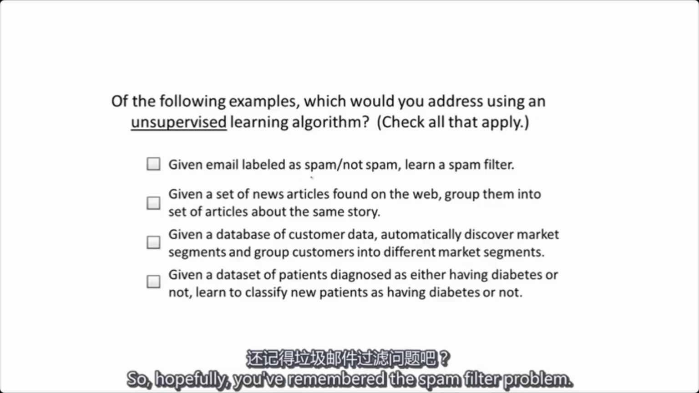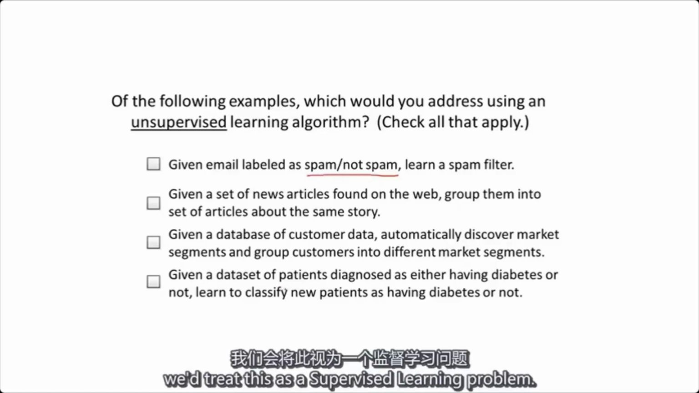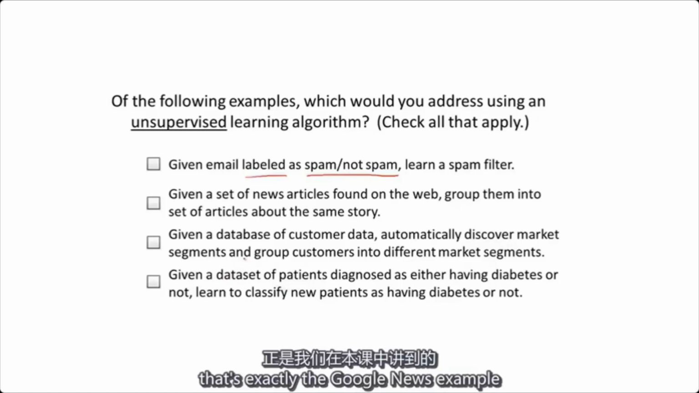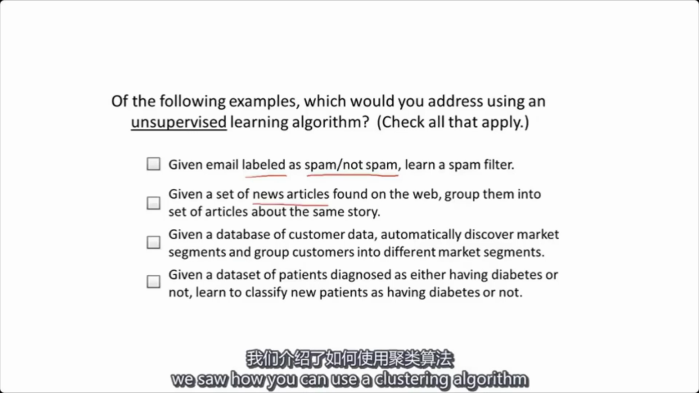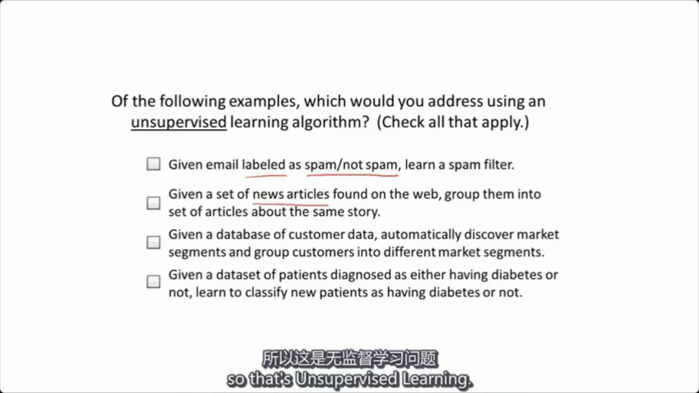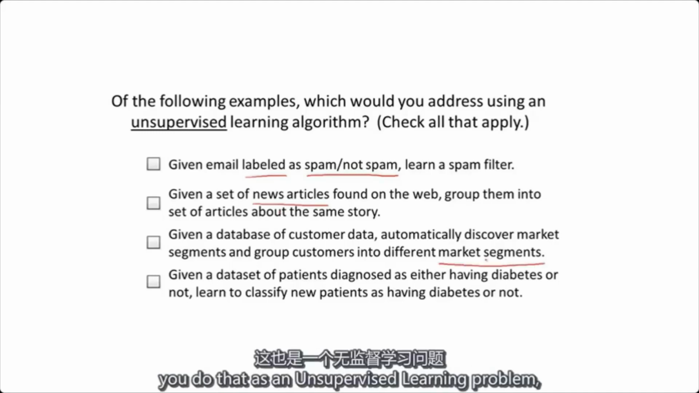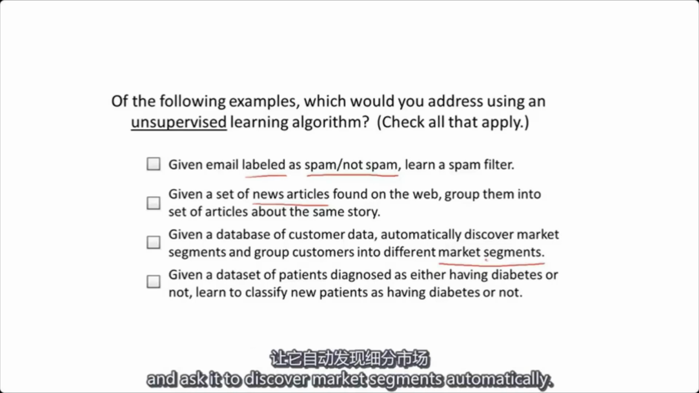So hopefully you remembered the spam filter problem. If you have labeled data of spam and non-spam email, we treat this as a supervised learning problem. The news story example is exactly the Google News example that we saw in this video. We saw how you can use a clustering algorithm to cluster news articles together. So that's unsupervised learning. The market segmentation example I talked about a little bit earlier. You can do that as an unsupervised learning problem because I'm just going to give my algorithm data and ask it to discover market segments automatically.